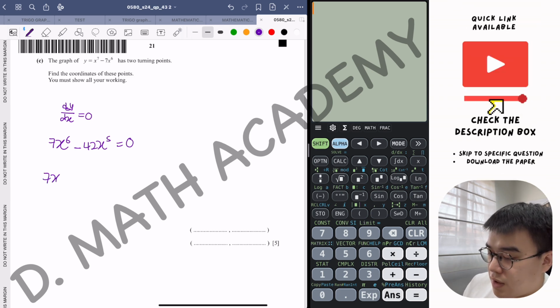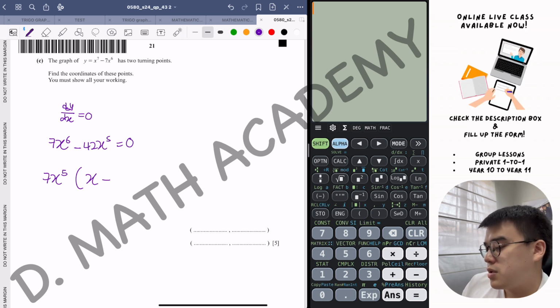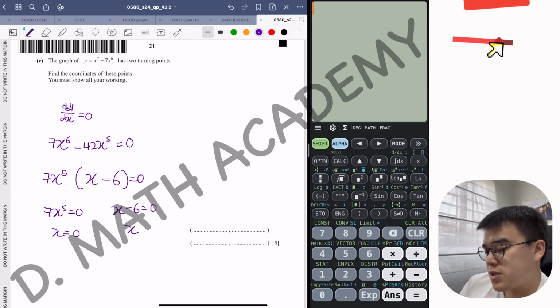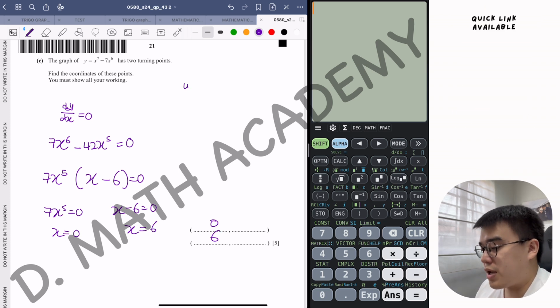You can take out 7x^5. You will get x minus 6 equals to 0. 7x^5 equals to 0, x is 0. x minus 6 equals to 0, x is 6. So 0 and 6 here. Substitute it back.